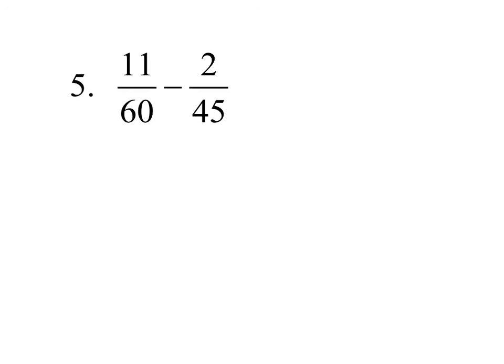All right. 60 and 45. 45 is 3 times 15, and 60 is 4 times 15. So my common denominator is going to have a 15, but it's also going to have the 4 and the 3. Okay, so that's 15 times 12, which is going to be 180.